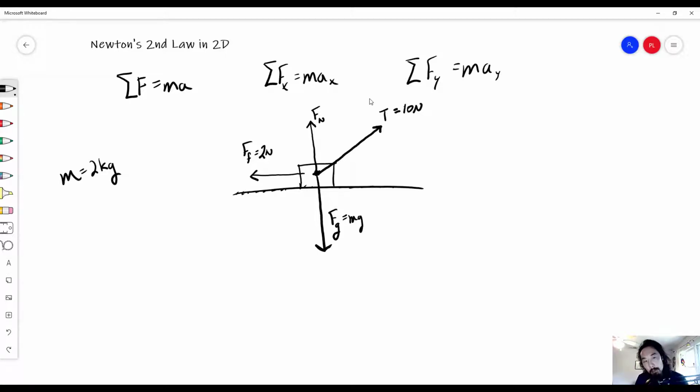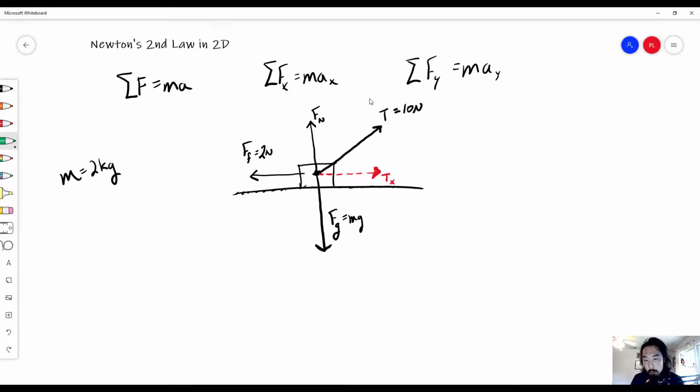Now, what I mean by components is let's take a look here at T, this tension. You see how it's at an angle? Okay, so we can't work with angled forces. So instead what we do is we break apart this force into its x and y components. So what this means for us is this force is being pulled along the x-axis, okay, with a horizontal force like so. And we're going to call that T sub x.